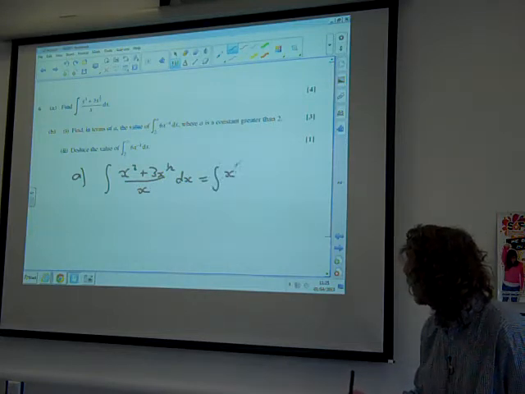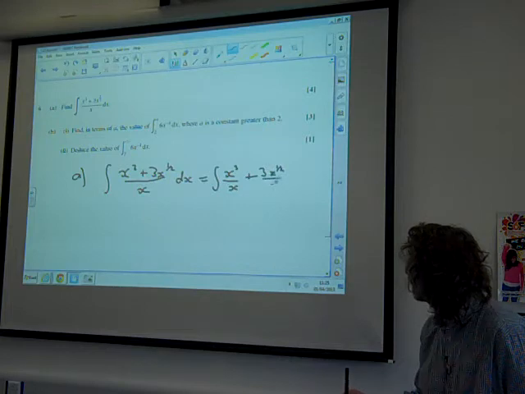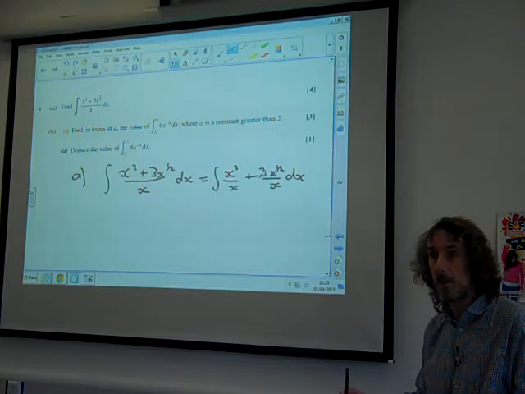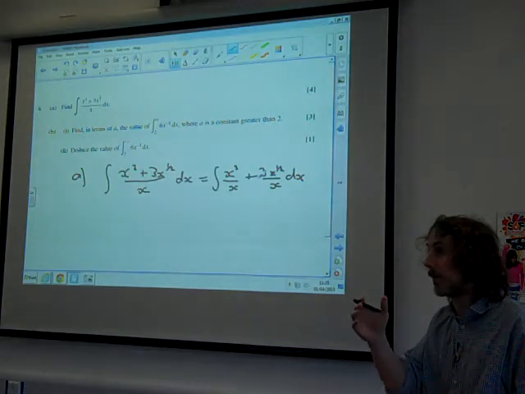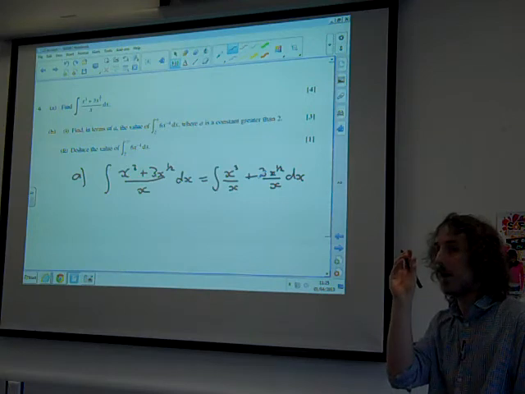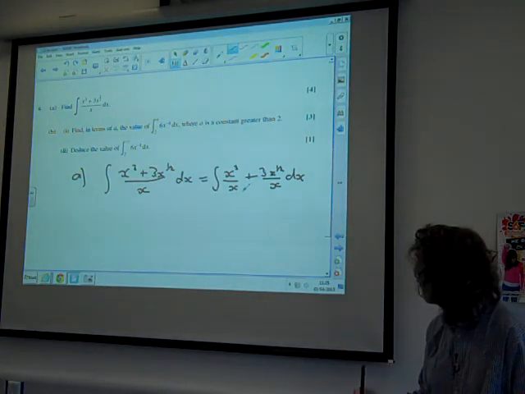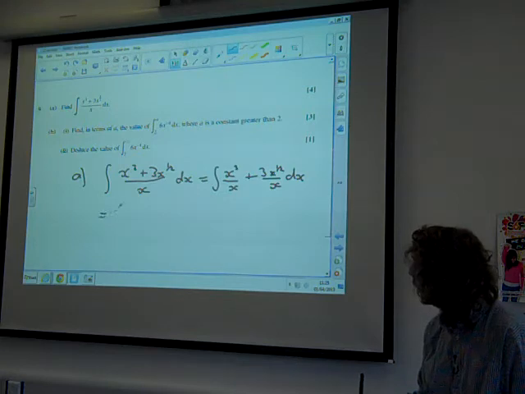This is x cubed over x plus 3x to the half over x. It's really important that we recognise that we can't just dive in with these things. We've got to split them up. We've got to have them in that nice format of something times x to the n so that we can work with it. So this becomes, what have we ended up with?